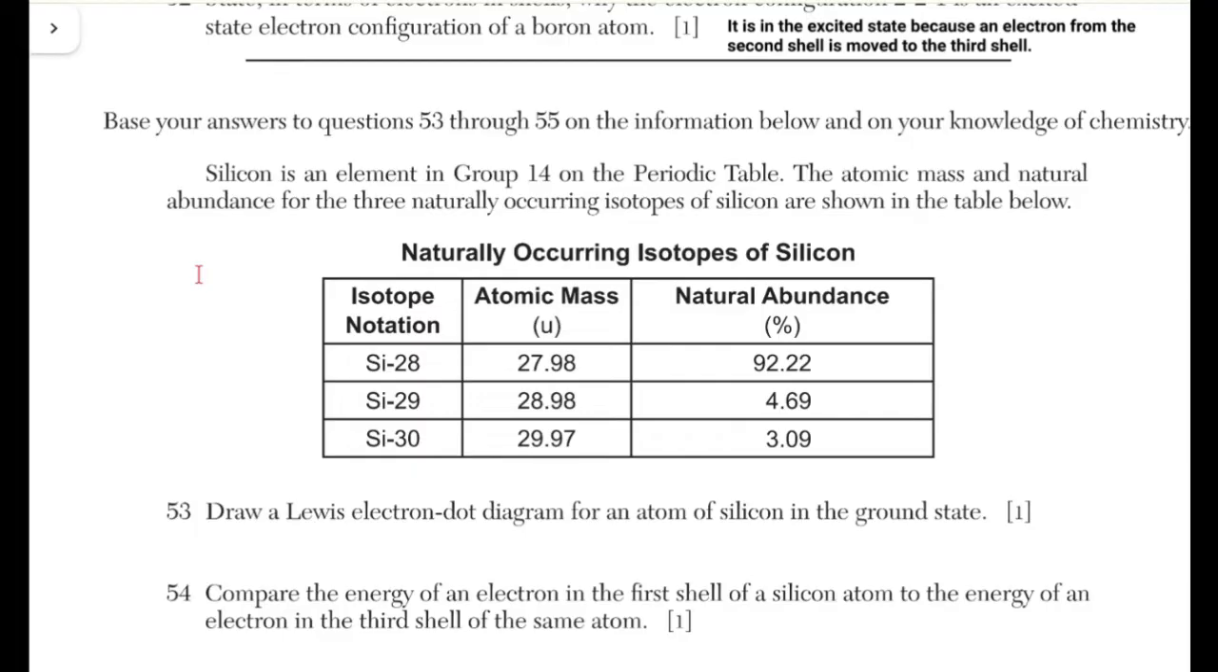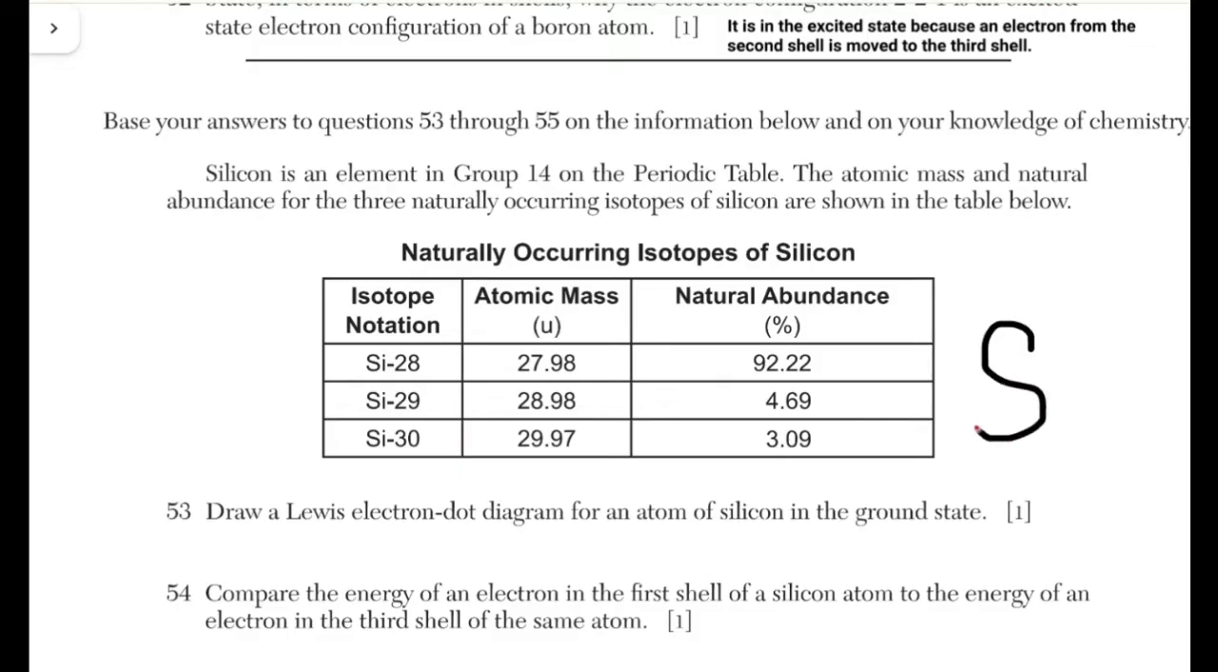Base your answers to questions 53 through 55 on the information below and on your knowledge of chemistry. Silicon is an element in group 14 on the periodic table. The atomic mass and natural abundance for the three naturally occurring isotopes of silicon are shown in the table below. Draw a Lewis electron dot diagram for an atom of silicon in the ground state.